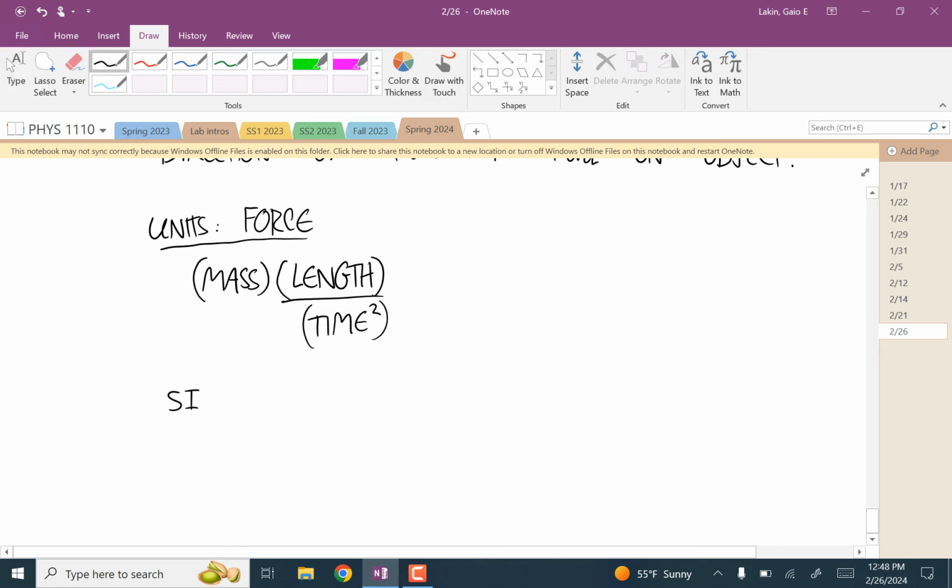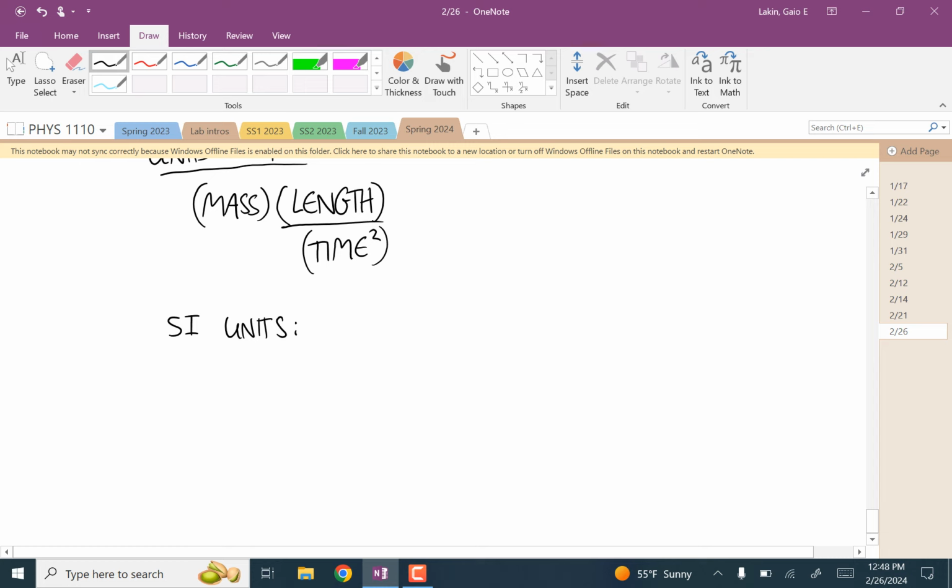The SI units for force are kilogram meters per second squared, and we give that the name Newton. We'll just abbreviate it with a capital N. So 50 kilogram meters per second squared is the same thing as 50 newtons.